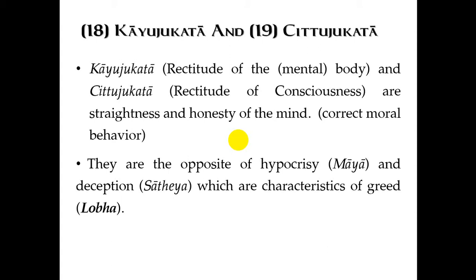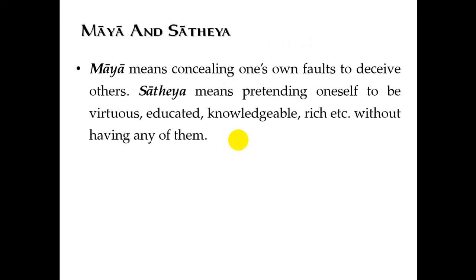So here, honesty means the opposite of hypocrisy and deception. These are characteristics of greed. So what are hypocrisy and deception? Here, Maya means concealing one's own faults to deceive others. Actually, you commit wrongdoing, but to cover it, you try to deceive somebody, right? Not honest. Hypocrisy, right? Satya means pretending oneself to be virtuous, educated, knowledgeable, rich, etc.